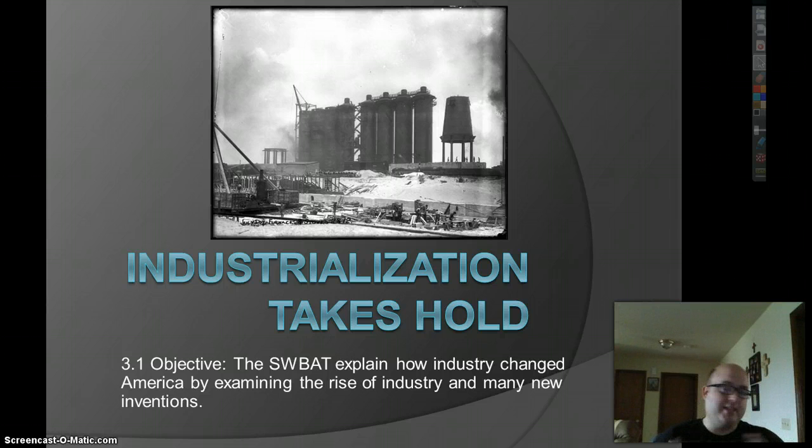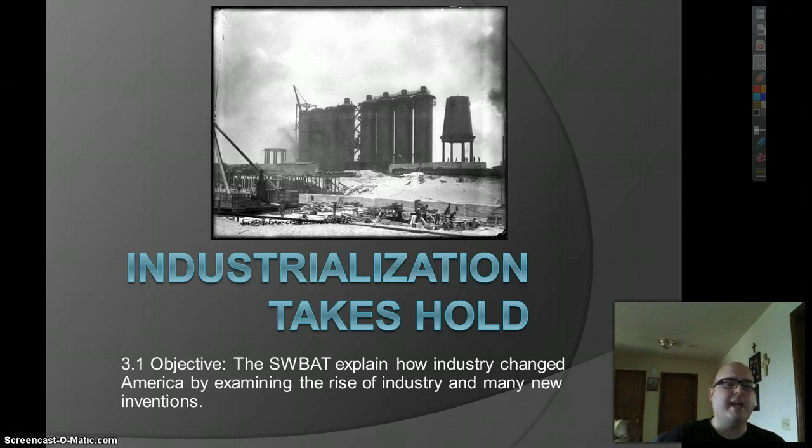Now, this whole next section, Unit 3 and 4, kind of go together. It's industrialization, urbanization, but it's so massive that we're going to have to break it up into 2 units. So, Unit 3, industrialization, Unit 4, urbanization, they go hand in hand. It's all about the expansion of America's industry, coming from agriculture to industrial and everything that entails. But here we go with Unit 3.1, Industrialization takes hold.